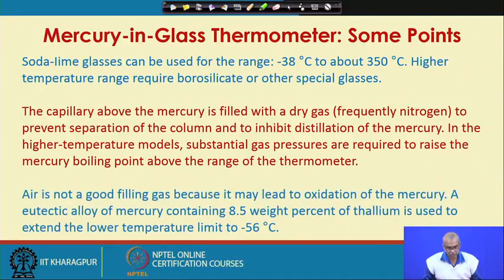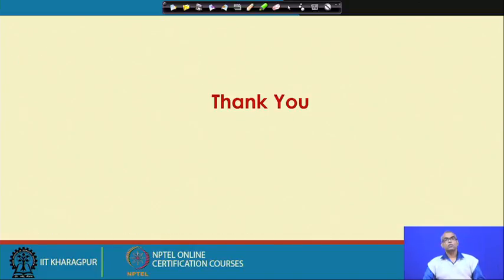Air is not a good filling gas because it may lead to oxidation of the mercury. A eutectic alloy of mercury containing 8.5 weight % of thallium is used to extend the lower temperature limit to minus 56 degrees Celsius. So, we will stop our discussion on liquid in glass thermometer here.